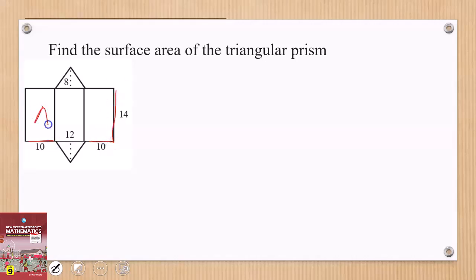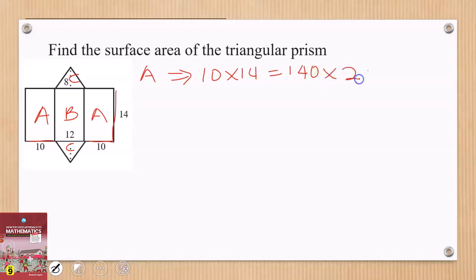That means this area comes in 2 different forms. Then we have the second area, which is different, that's the middle one. And then the third area also comes in 2 different forms of the same size. So we can say area A implies, how do we find area A? It is 10 times 14, and that will give us 140, times 2. So we have 280 centimeters squared, if it's in centimeters. Then area B is only 1, so that will give us 14 times 12.